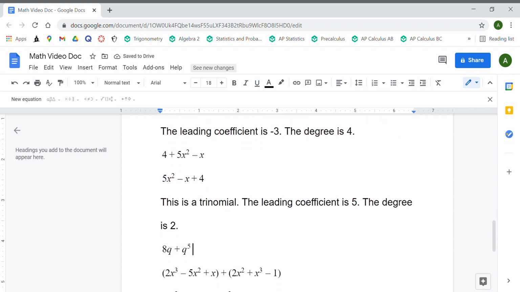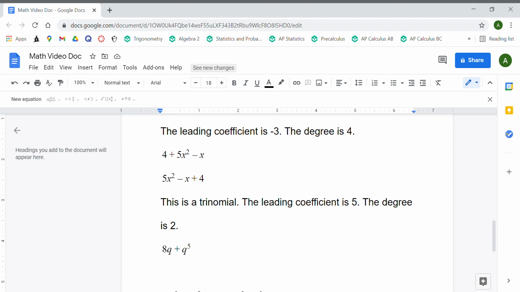Alright? Now I want you to try this one. 8q cubed plus q to the 5th. I want you to rewrite this in standard form because it's not. Classify the polynomial by its terms. Identify the leading coefficient and degree. Okay? So pause the video and think this out on your own. It's really easy, guys. Don't worry.